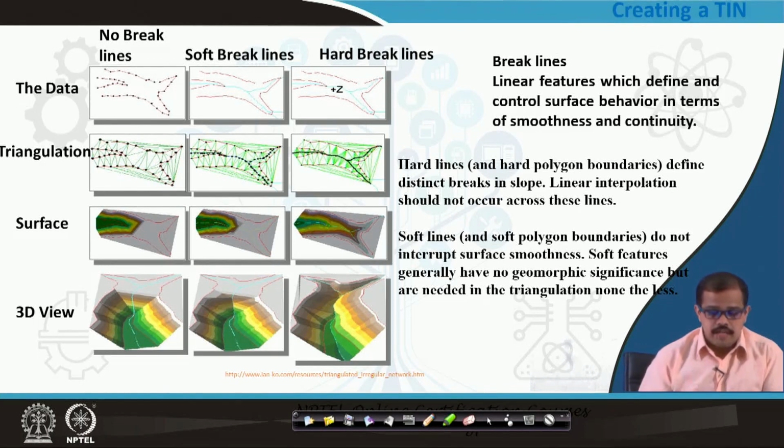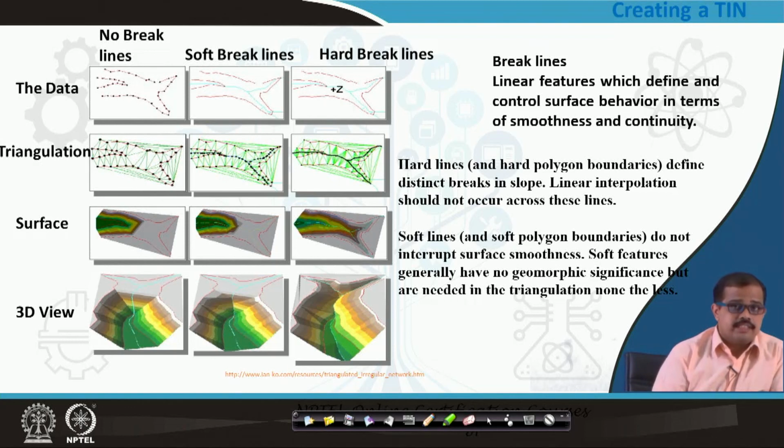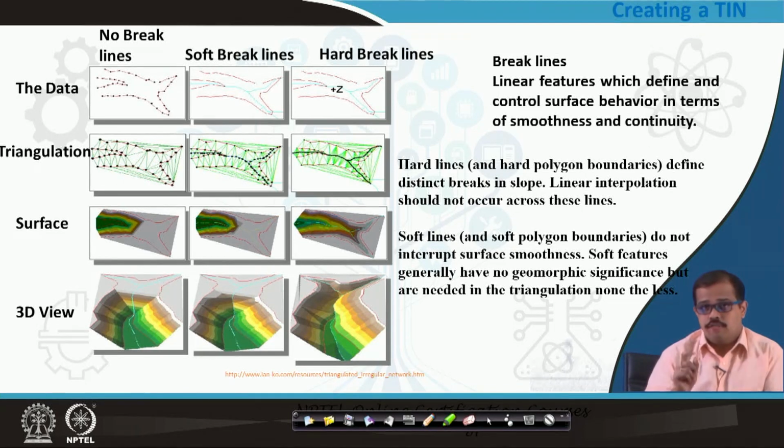When you look at soft lines, they do not interrupt the surface smoothness. Soft features generally have no geomorphic significance, but are needed in triangulation nonetheless. So, you need soft lines, you need hard lines, but hard lines have distinct breaks, whereas soft lines do not have distinct breaks. That is the distinction between a hard line and a soft line.